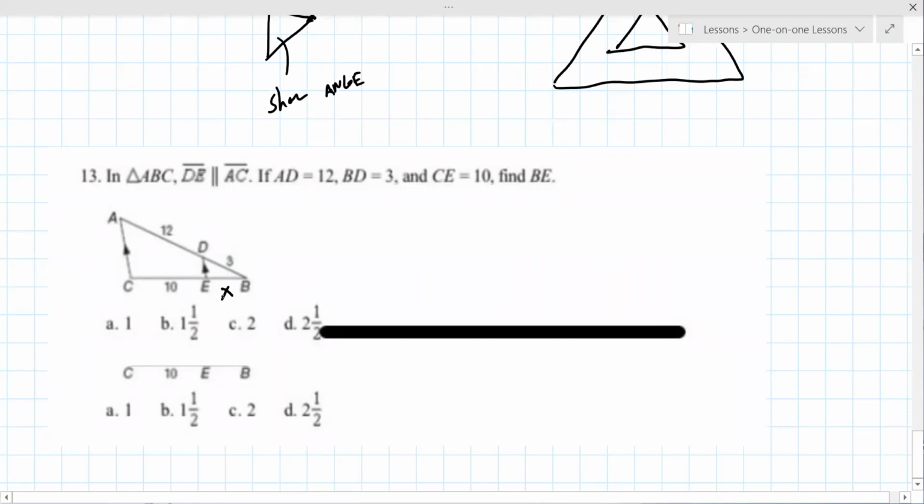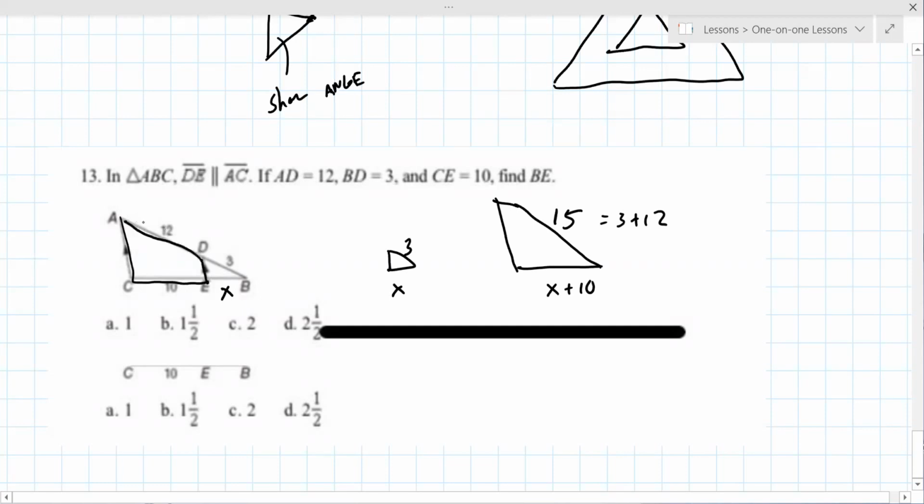What I think is unclear about this picture is that there's really two triangles, and sometimes it's better to draw the two triangles here. This is 3 and this is x. This is 15 though. It's not 12, it's 15. It's 3 plus 12. And down here it's x plus 10. This thing over here on the left is not useful. It's only useful when it's attached to the larger triangle.